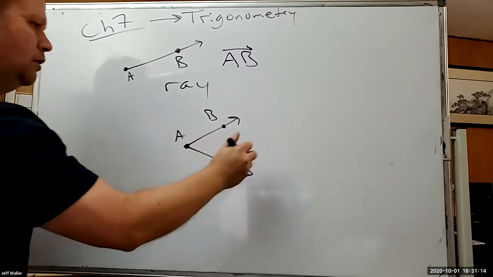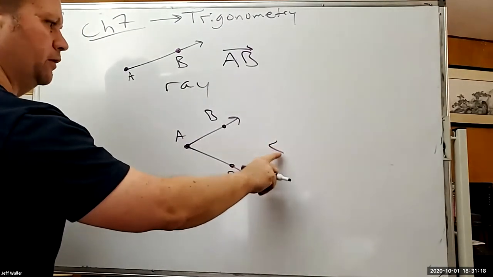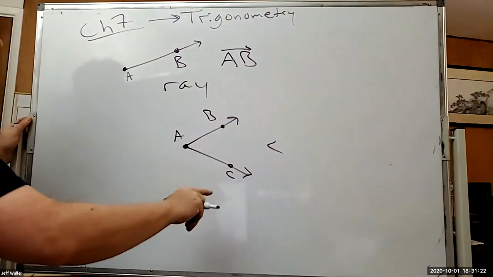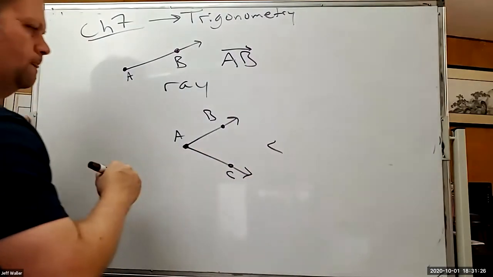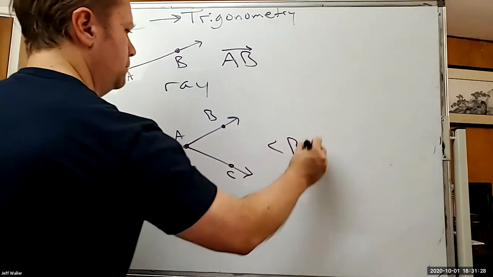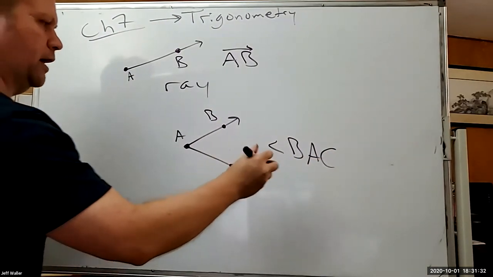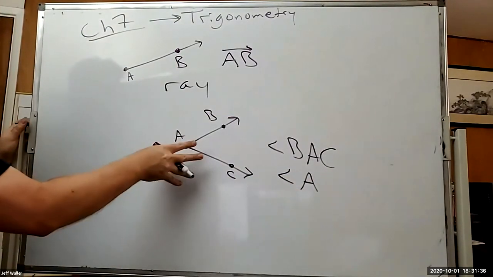This angle, does anyone know how to reference this angle? So there's the symbol for angle. Look how creative that is. What's one way I can reference this angle? BAC. Yes, I can call it BAC. The way that I've got it set up, I could be a little more direct. I can call it angle A because that's definitive.